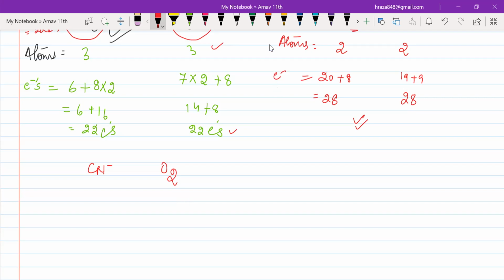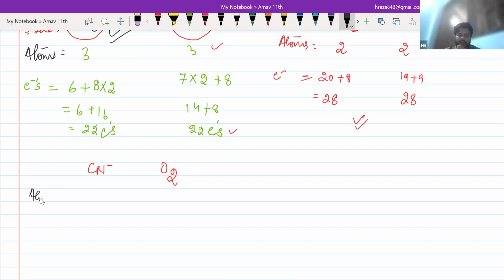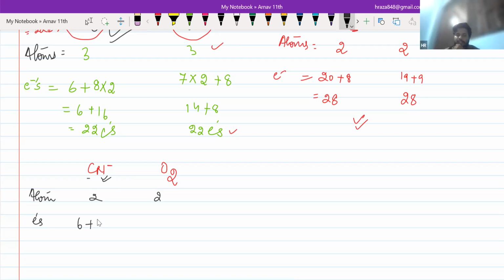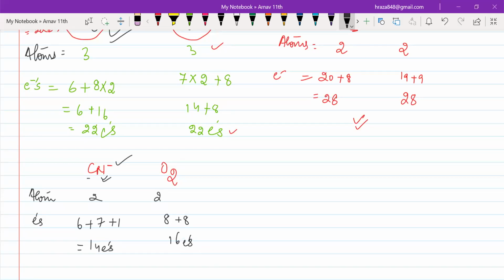They are not, because you can see the number of atoms is the same, 2 and 2. But when it comes to the number of electrons, it will be 6 plus 7. Nitrogen has 7 electrons, but there is a negative charge, that means it gains 1 electron. So the total number of electrons will be 14. And here 8 plus 8, that will be 16. Is that clear? Yes, sir.